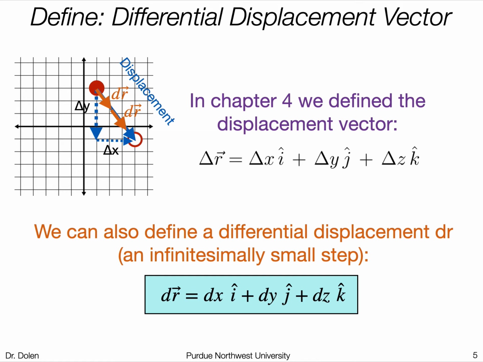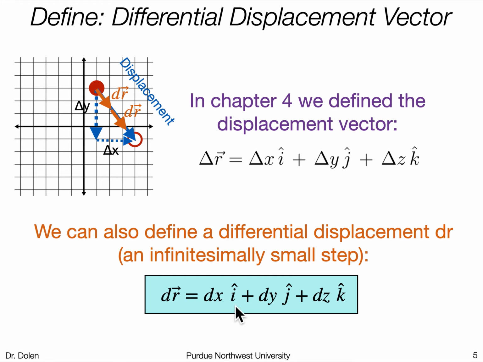It's called a differential displacement, dr, or an infinitesimal displacement, an infinitesimally small step. So dr is equal to dx i hat plus dy j hat plus dz k hat. If I'm traveling along some path, dr is just a tiny, infinitely small step along that path. And it has components: dx, which is a tiny step in x, dy, which is a tiny step in y, and dz, which is a tiny step in z.